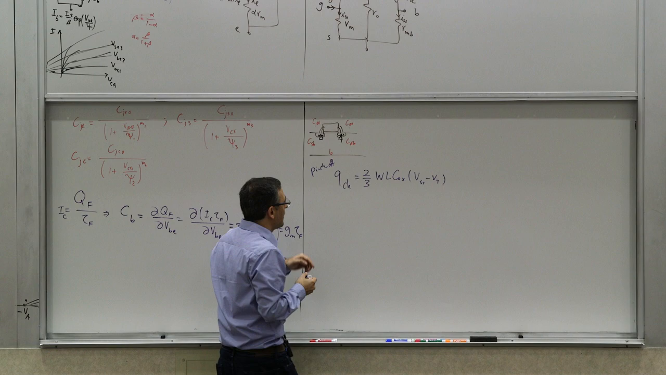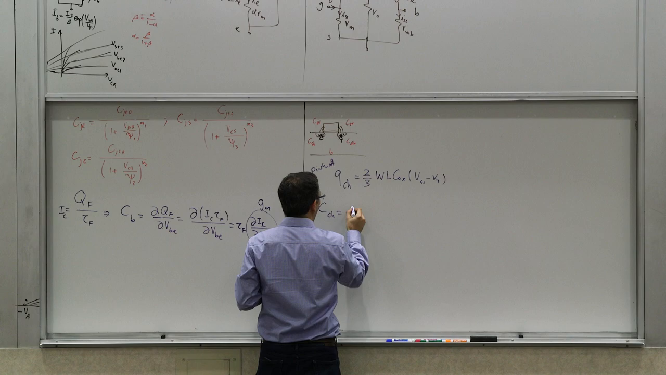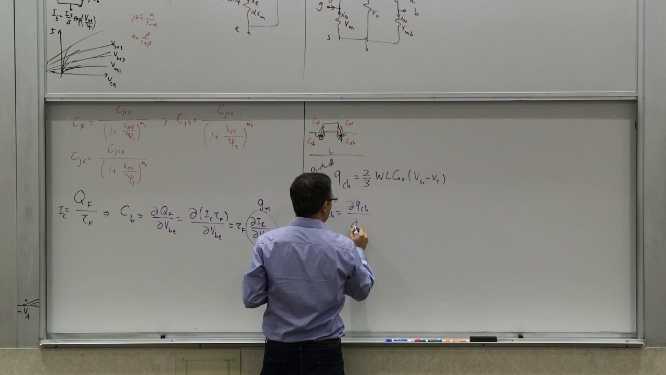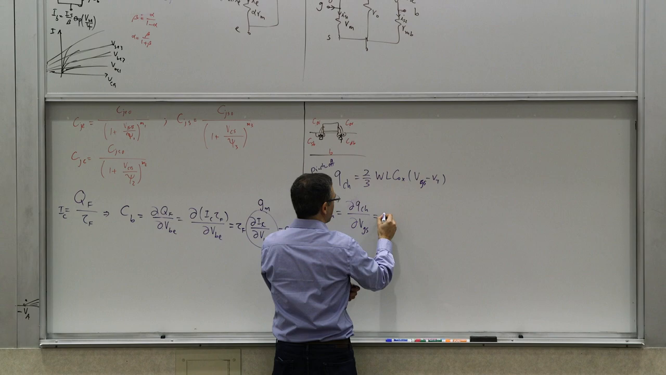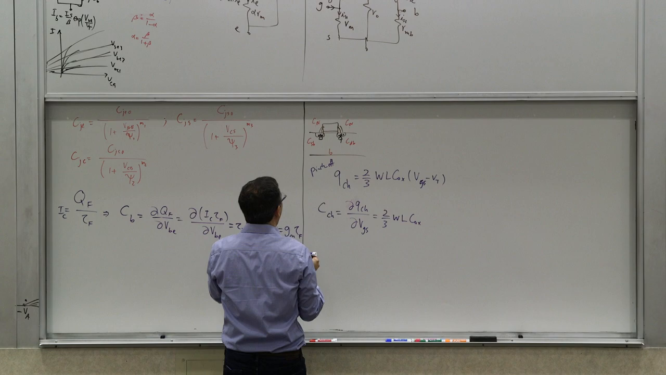So if I define now a capacitance, C channel, which I define as dQ with respect to dVGS, what do I get? Well, I know that VGS is the only part that depends on VGS, so I simply get 2/3 of WLCOX.